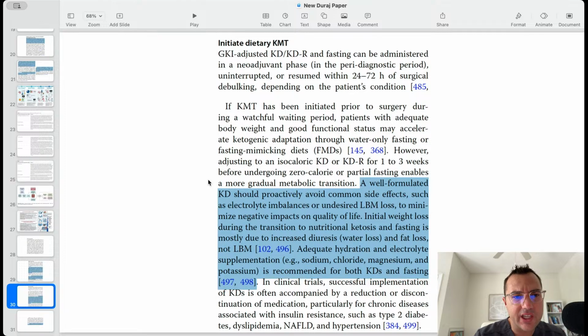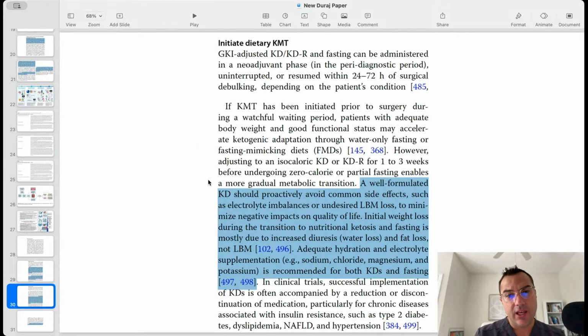So a well-formulated ketogenic diet should proactively avoid common side effects such as electrolyte imbalances or undesired lean body mass loss to minimize negative impacts on quality of life. Initial weight loss during the transition to nutritional ketosis and fasting is mostly due to diuresis, or the loss of water weight, and fat loss, not lean body mass. Adequate hydration and electrolyte supplementation, sodium chloride, magnesium, potassium, is recommended for both ketogenic diets and fasting.